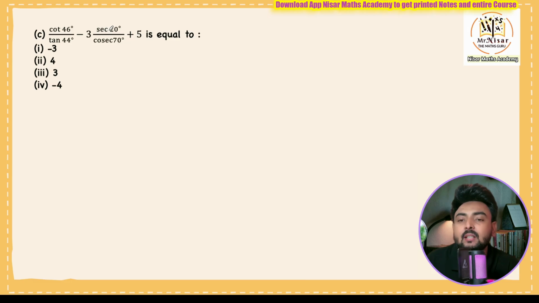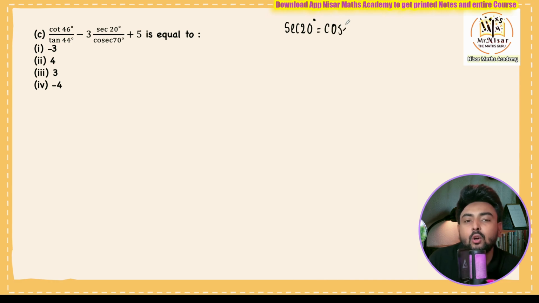Here also sec 20 and cosec are both complementary to each other. So sec 20 means how much cosec? Cosec 70. So cosec 70 will get cancelled. See, these basic things you should now understand. When I say sec 20 degree, sec and cosec are complementary to each other.